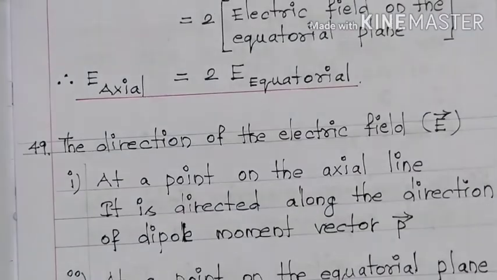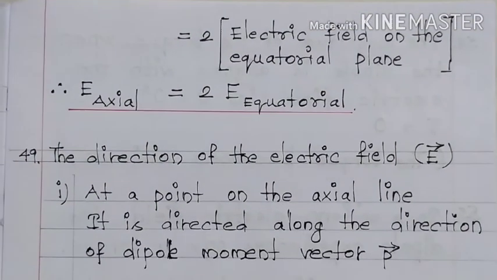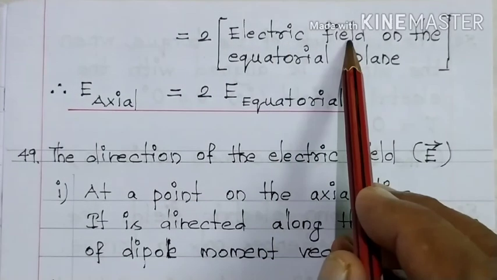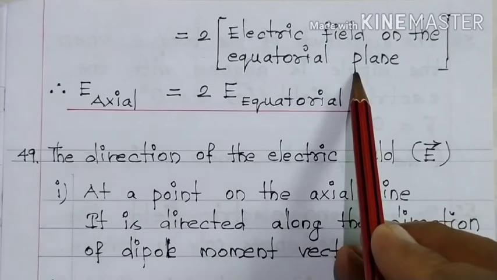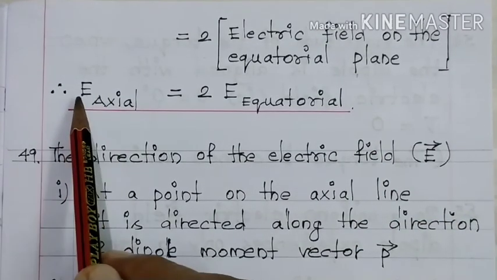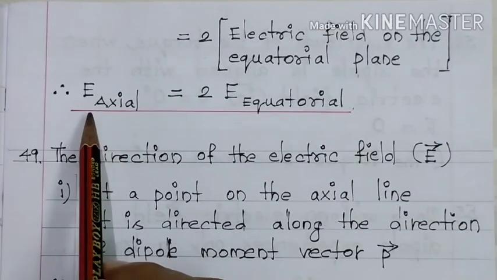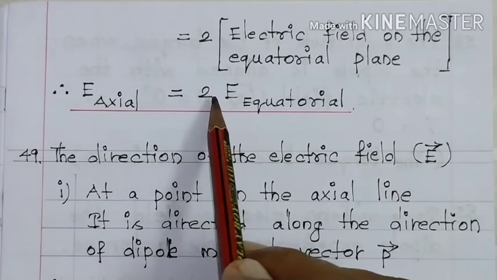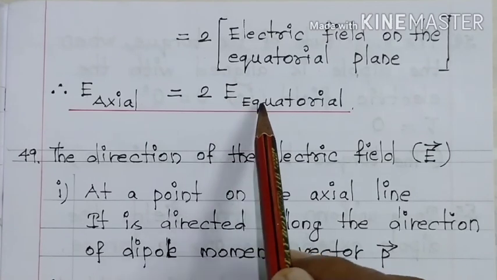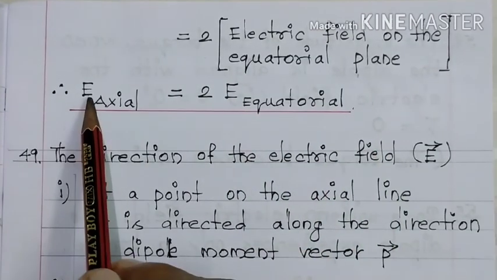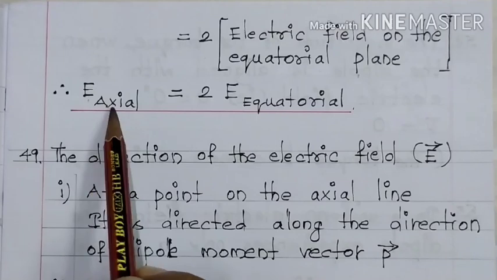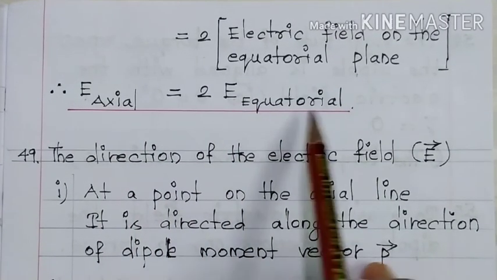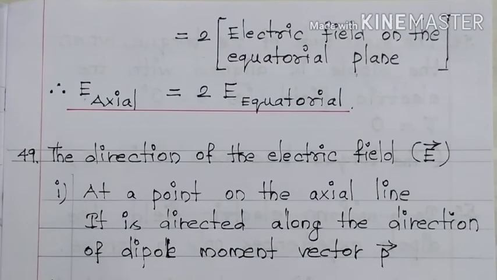So, it is written this way, which is equal to 2 into electric field on the equatorial plane. So, we can sum up in this way: electric field at a point on the axial line is equal to twice the electric field on the equatorial plane. In other words, electric field on the axial line is equal to 2 times the electric field at a point on the equatorial plane. So with this, the video has come to an end.